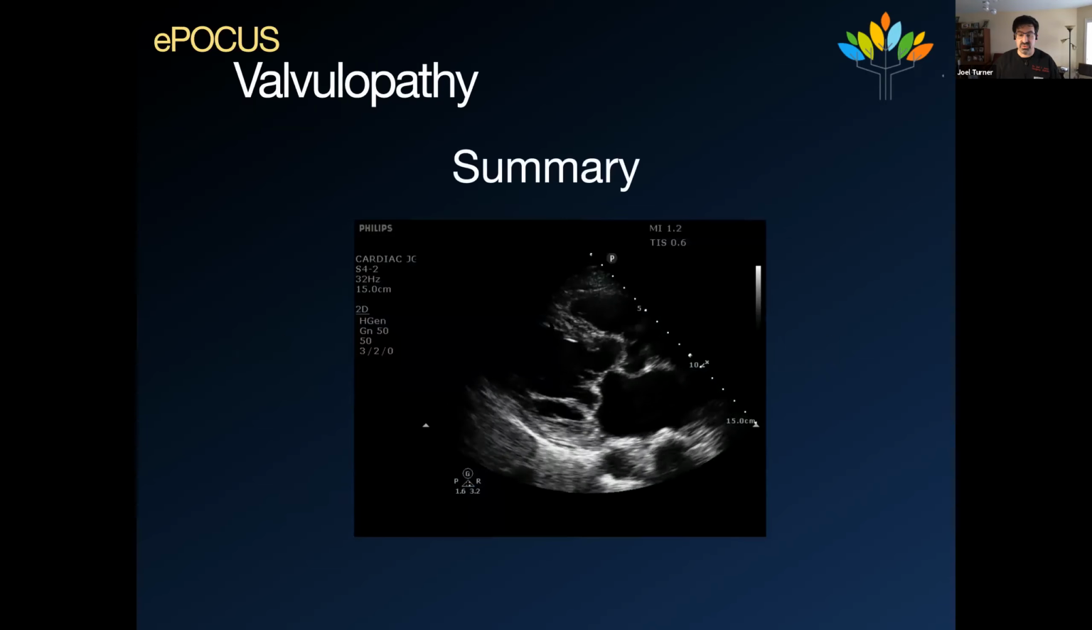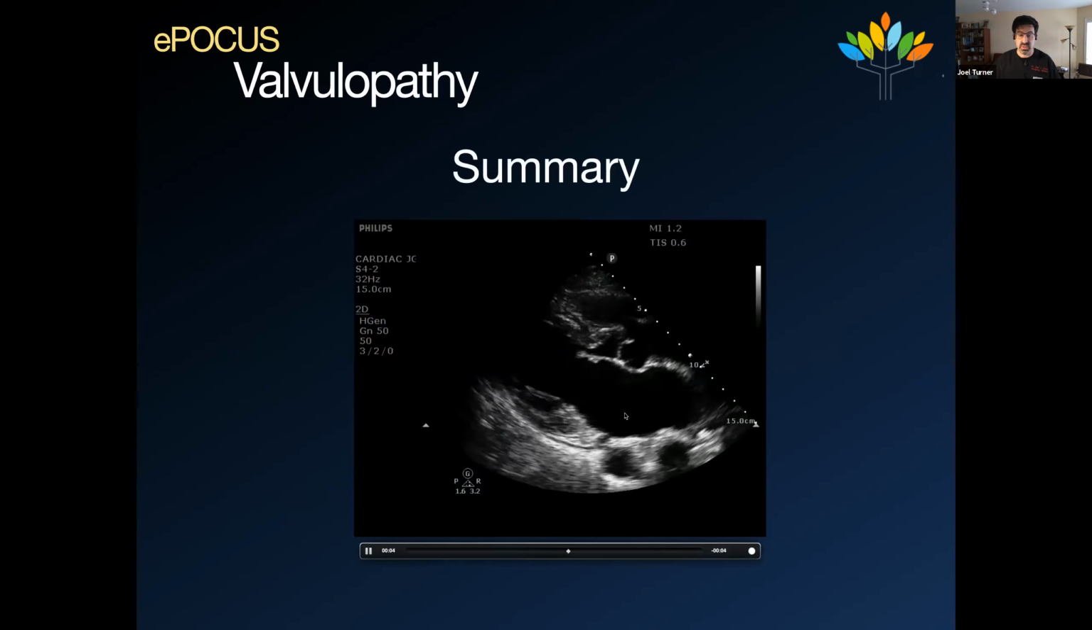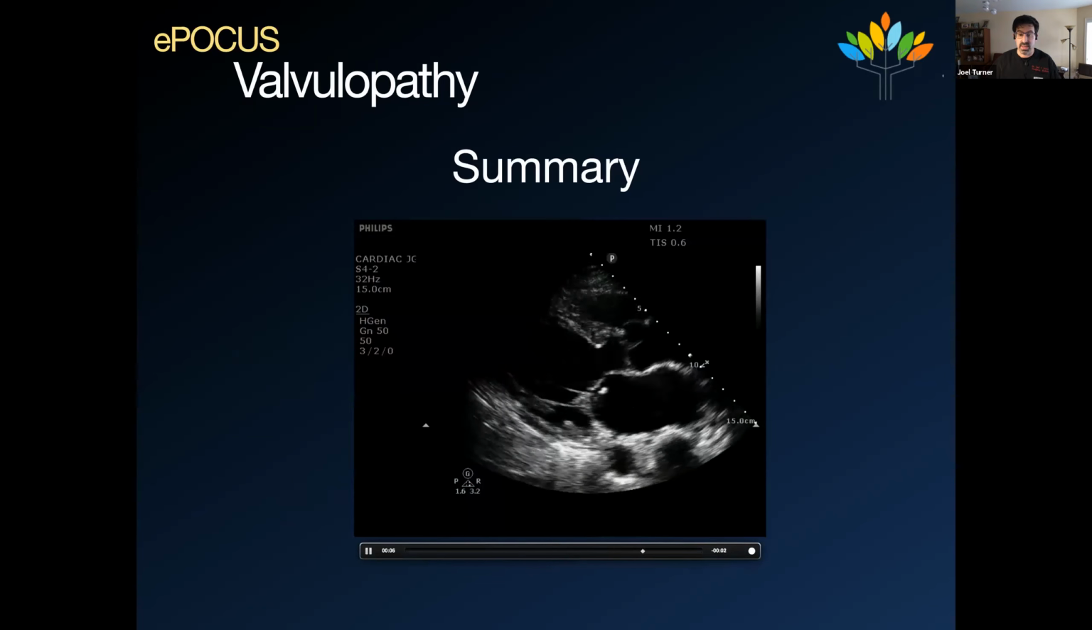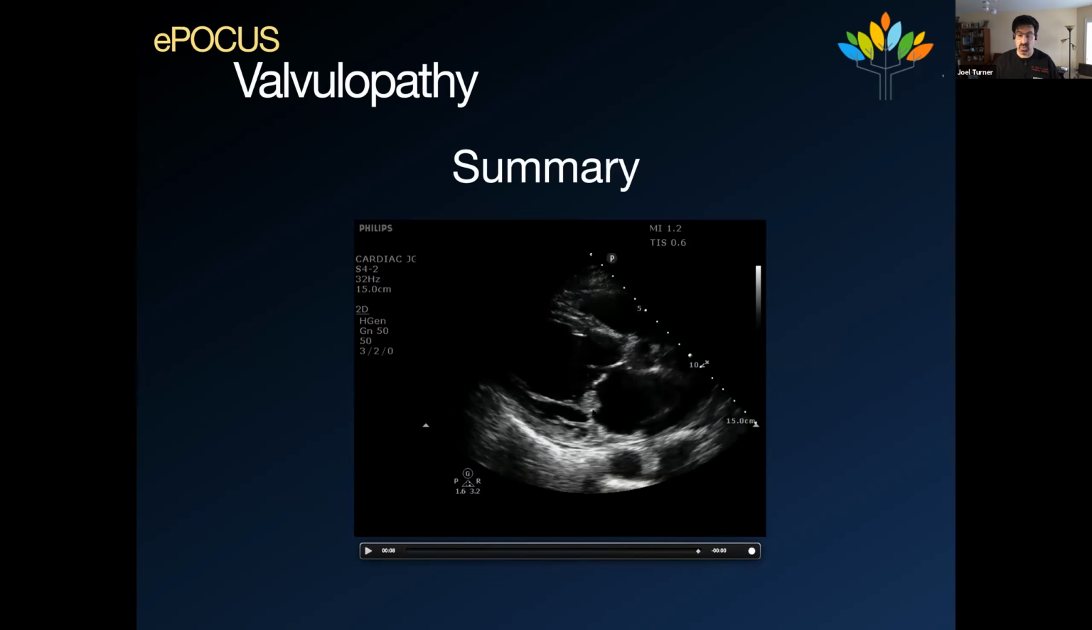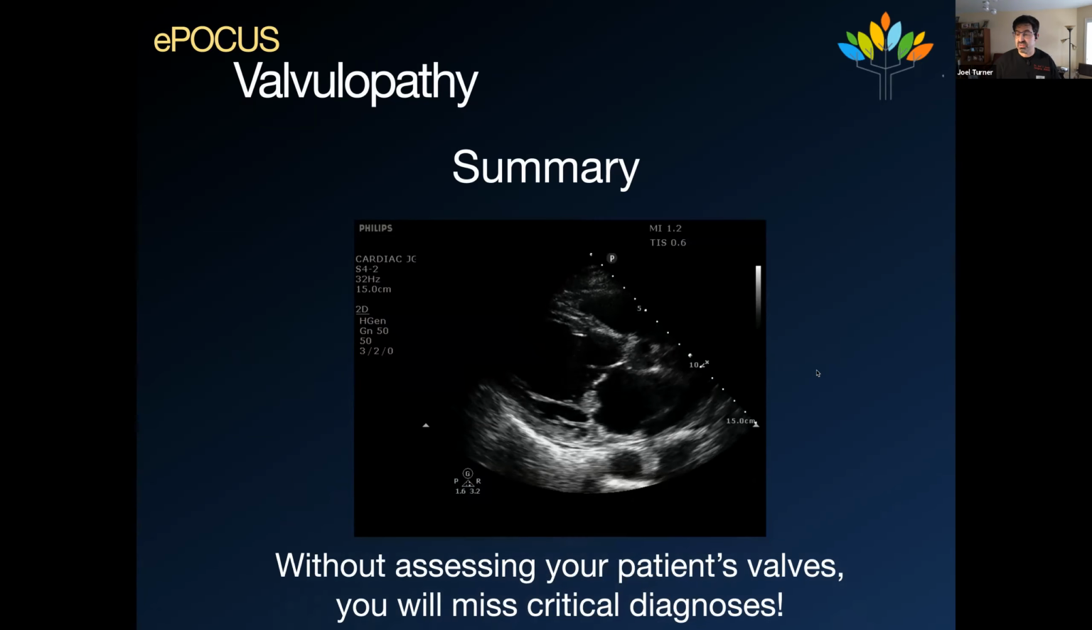So again, if you see patients like this, this is a patient that I saw a few years ago. Clearly you can see that there's something wrong with that mitral valve, it's looping back and bowing. And this is a patient who ended up having a very severe mitral regurg. And you will miss some critical findings if you actually don't look for it. And that's it. I will open up for any questions that you may have.